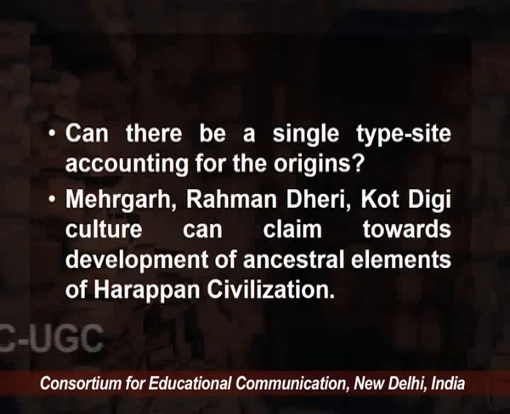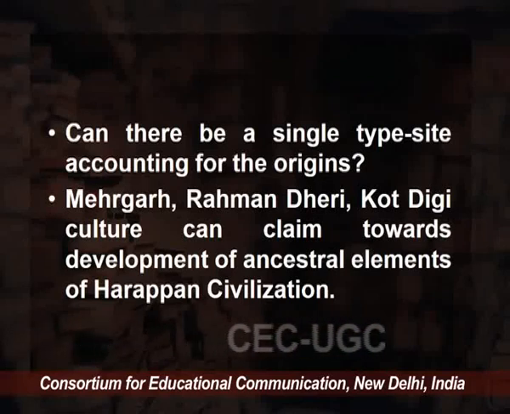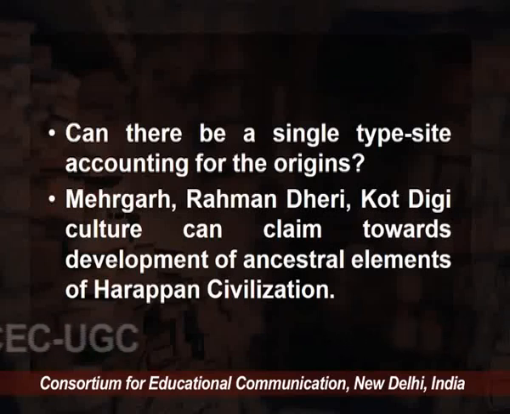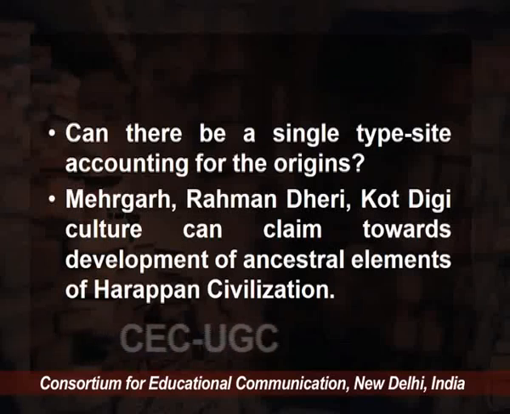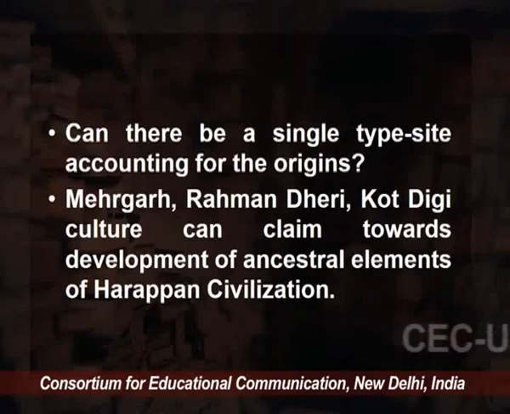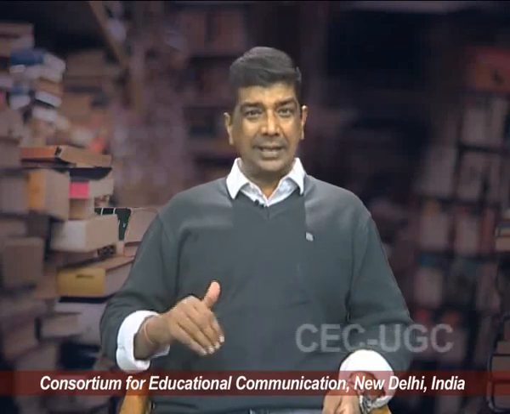So not all Bronze Age civilizations have the privilege of having very clear type sites, but in the Harappan case, or the Indus Valley civilization, sites which are early Harappan, pre-Harappan, like Mehrgarh, Ramandheri, Kotdiji, etc., these cultures can serve as good candidates for being type sites that can tell us the story of the ancestry of Harappan civilization.